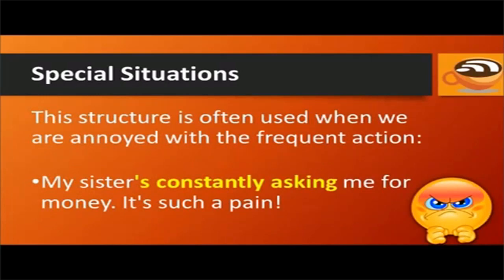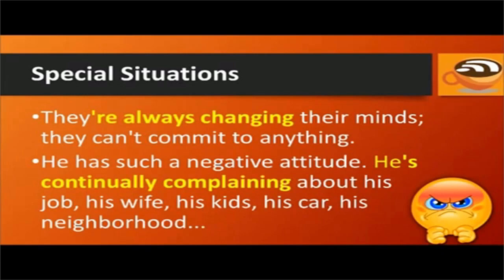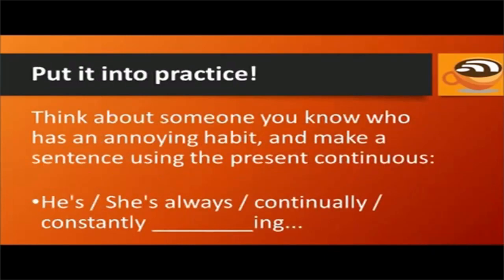For example, my sister's constantly asking me for money. It's such a pain. They're always changing their minds. They can't commit to anything. He has such a negative attitude. He's continually complaining about his job, his wife, his kids, his car, his neighborhood. Now put it into practice. Think about someone you know who has an annoying habit and make a sentence using the present continuous.